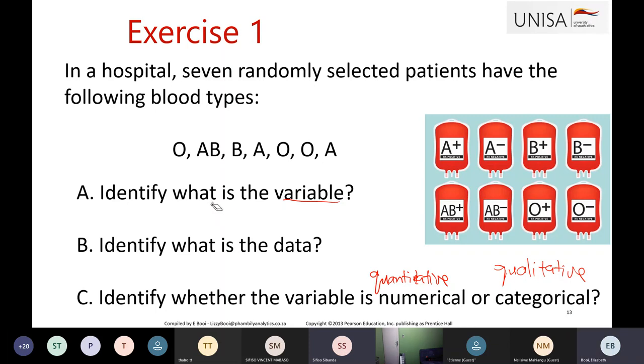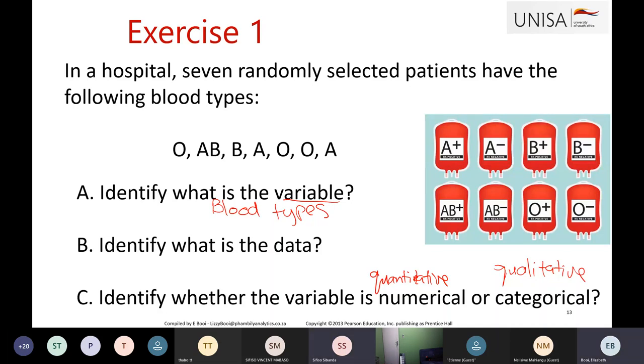In a hospital, 7 randomly selected patients have the following blood types: O, A, B, B, A, O, O, A. What is a variable? Blood types is your variable, because blood type is a characteristic that defines those 7 patients. What is the data? Seven patients. Which one is the data? The 7 patients.